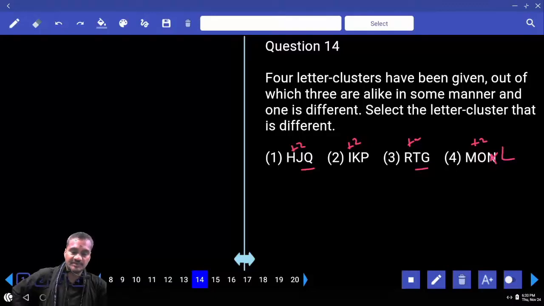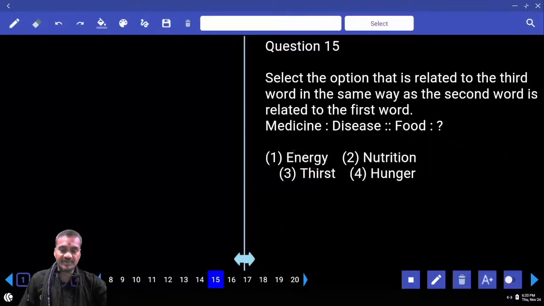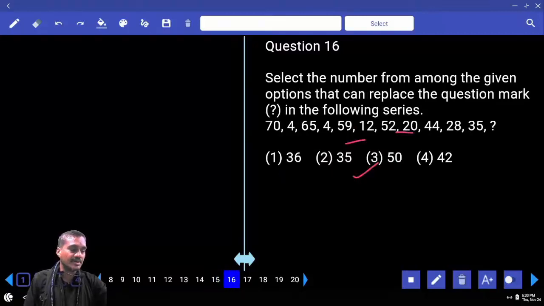Then next one, 15th one. Now 15, medicine cures disease. And now this food cures hunger. Hunger, choice for question number 15. And 16th one.